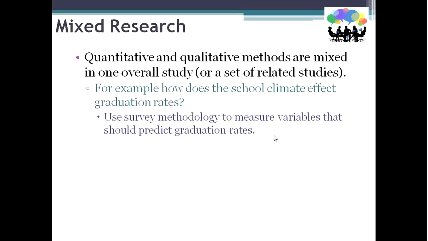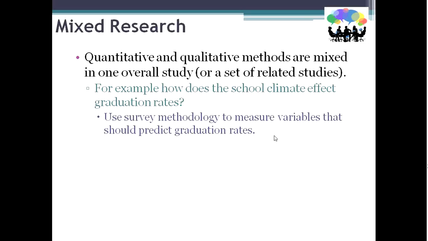We might use survey methodology to measure variables that predict graduation rates. So we might ask questions about attendance. We might ask questions about the degree to which they feel like they can trust their teachers and the administrators, the degree to which they feel like they're supported by the teachers and the administrators.